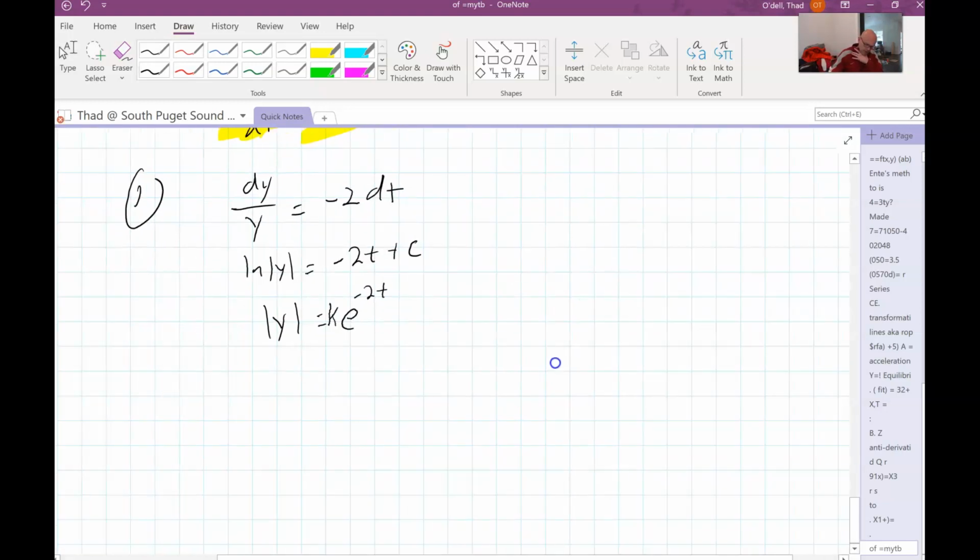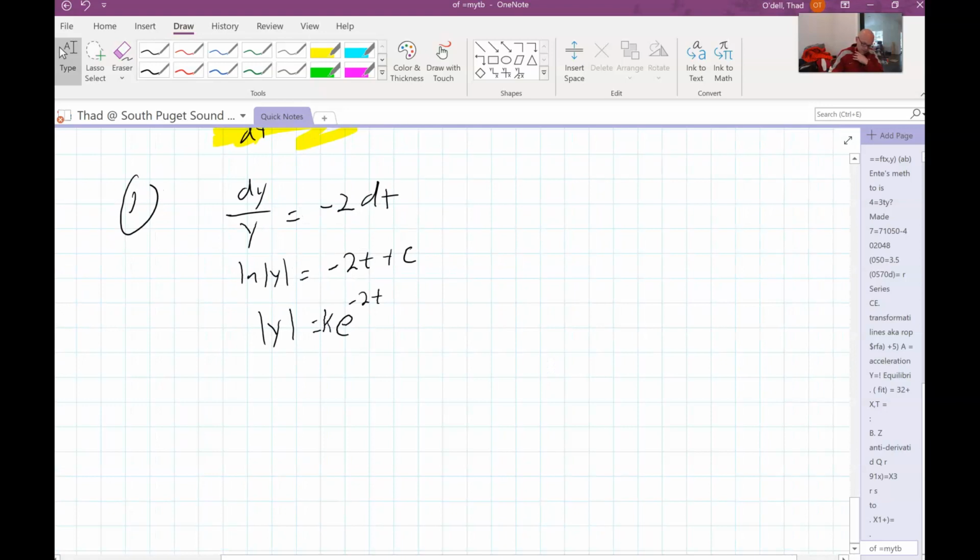And now that it's an exponential equation, k could be negative or positive, so we don't need the absolute value anymore, so we end up with y equals k times e to the negative 2t. Okay? You good so far? So that was my k times y sub h of t. That's the solution to the homogeneous part of my non-homogeneous equation. So now we move on to step 2.